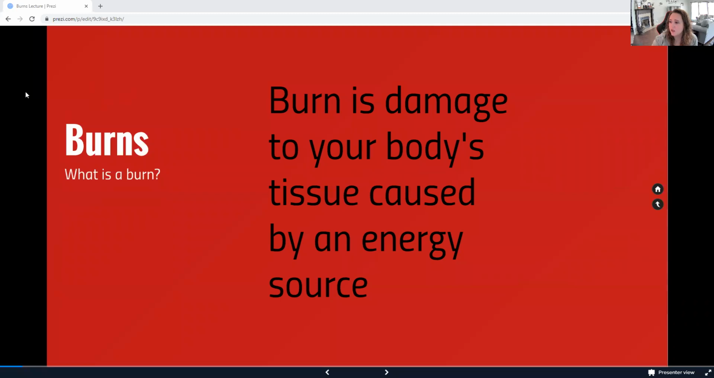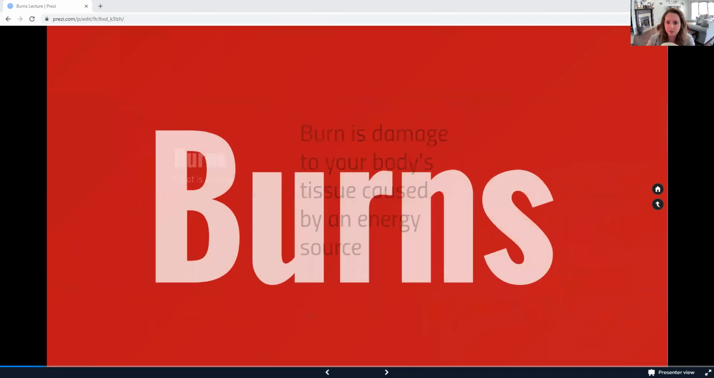Okay. All right, we're going to talk about burns. So what is a burn? A burn is anything that is damage to the skin or underlying structures from an energy source. This can be caused by heat, chemicals, electricity, sunlight, radiation, or scalds from hot liquids. So we're going to talk about some of the different types of burns, but this is what we're covering in this chapter.